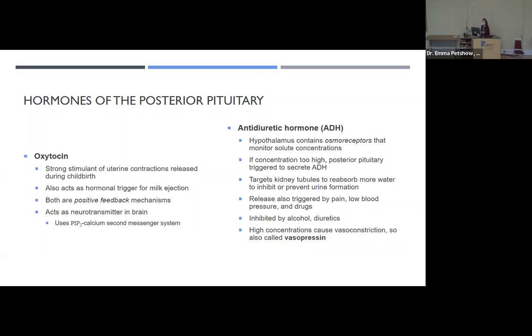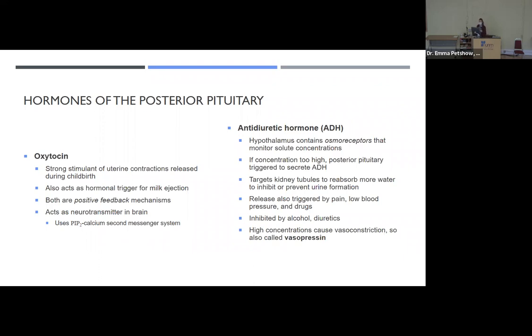Release can also be triggered by pain, low blood pressure, and other drugs. So there is some pain, and specifically low blood volume or low blood pressure can trigger us to increase our blood volume by holding on to more water. This is where you could see this used in certain pathophys conditions and certain pathologies.